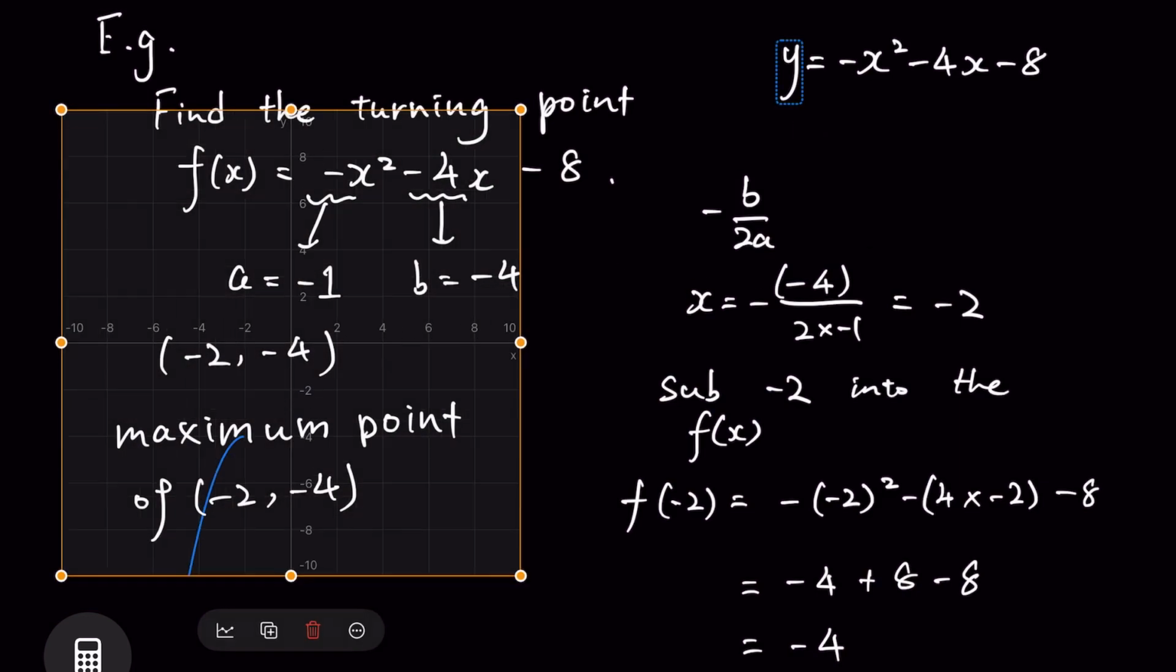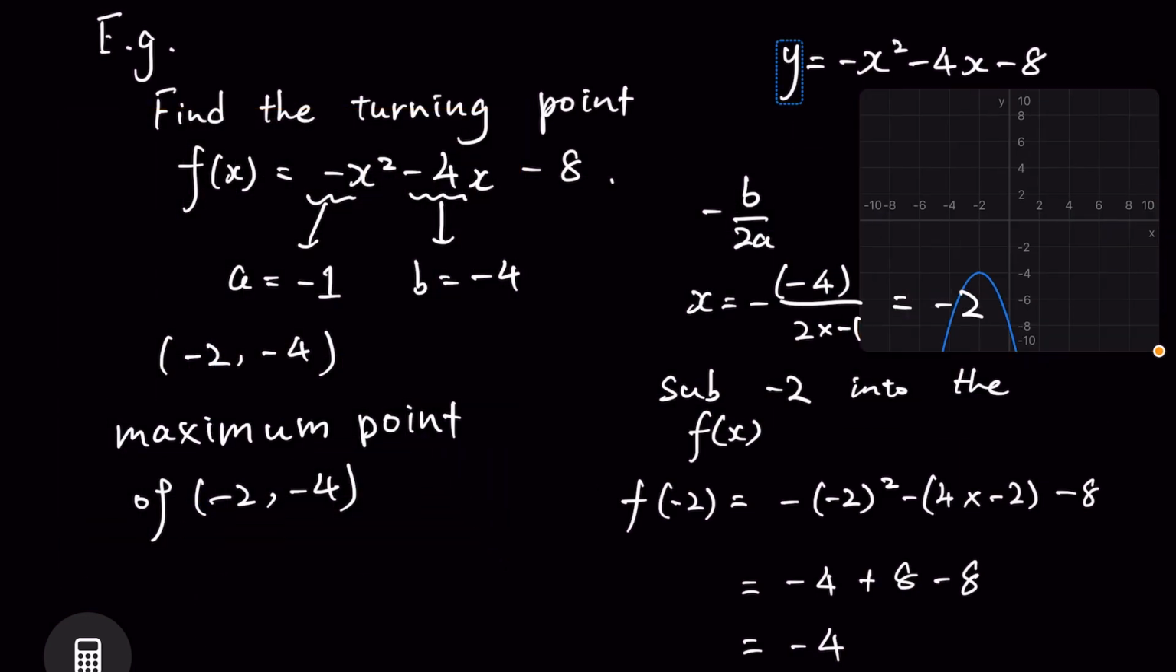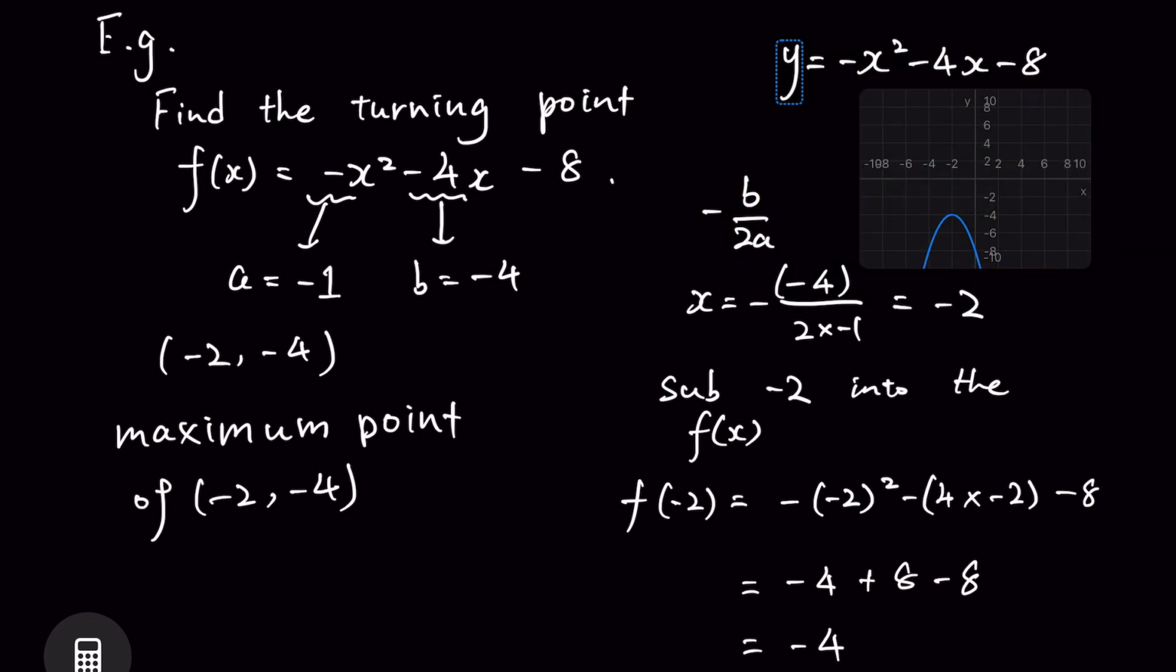So let's see how it actually looks like. So this is how the graph looks like, and that's the maximum point, minus 2, minus 4.